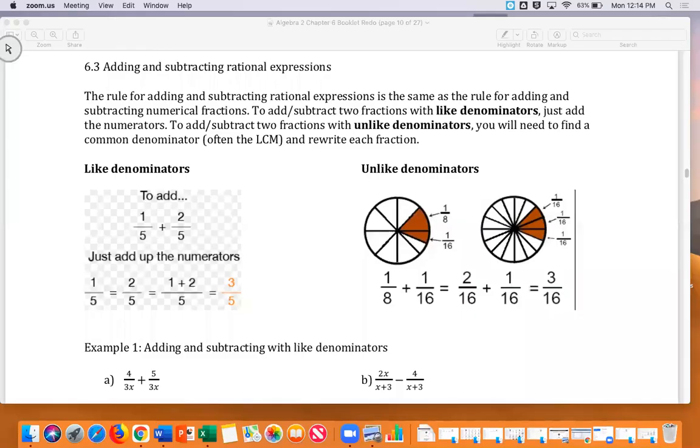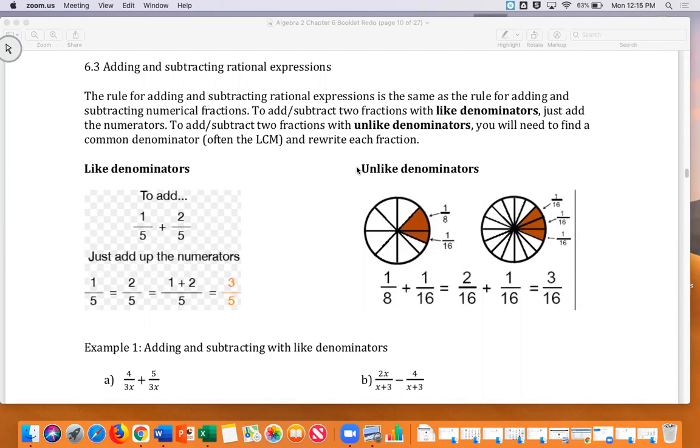All right, 6-3, adding and subtracting rational expressions. Lance, what do you know about adding fractions? What has to be the same? Denominator. This is why I wanted to break this up, because making the denominator the same is kind of a pain. It's a pain for normal fractions, so it's even going to be worse for this, okay?